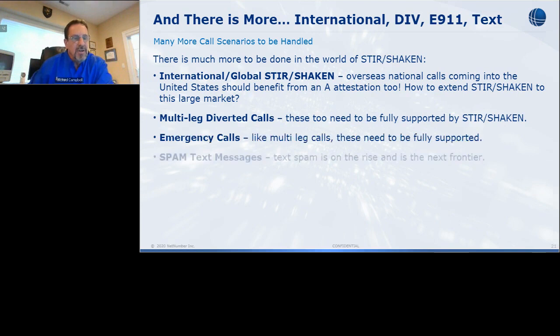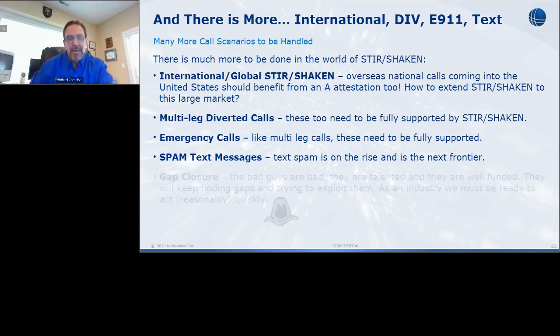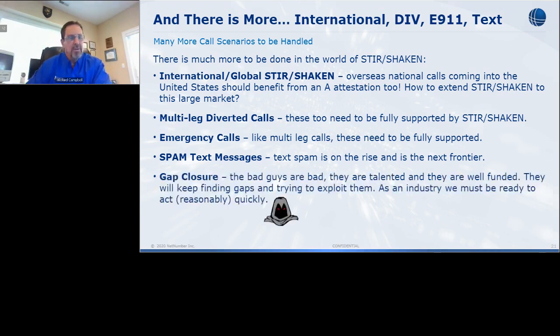Ditto for emergency calls. And hey, am I the only one who is seeing an increasing flood of spam text messages? You start pushing the bad guys off the telecom network, well, they're finding other places to go. Spam messages are one of them. And we're going to see some treatment of that, I think, with Stir Shaken technology in a year or two to come. And last but not least, I'll talk about what I just call gap closure.